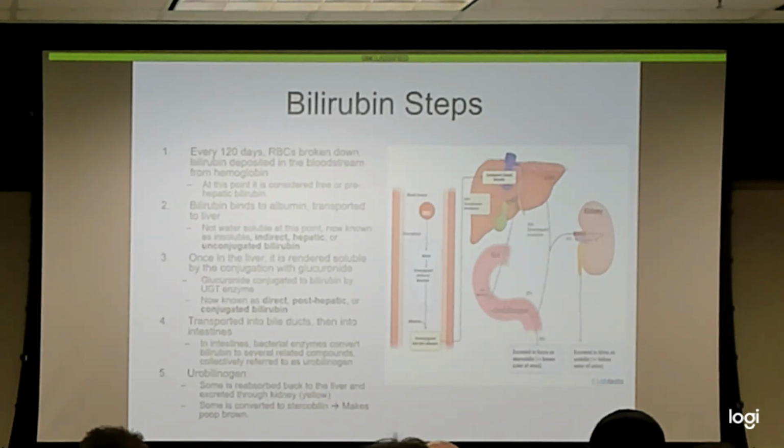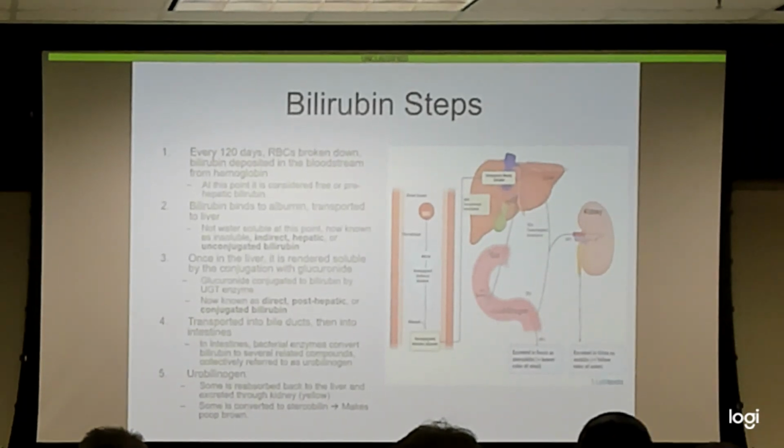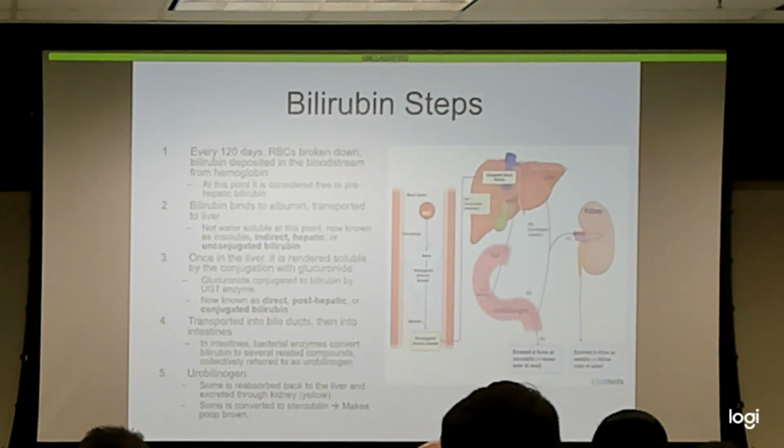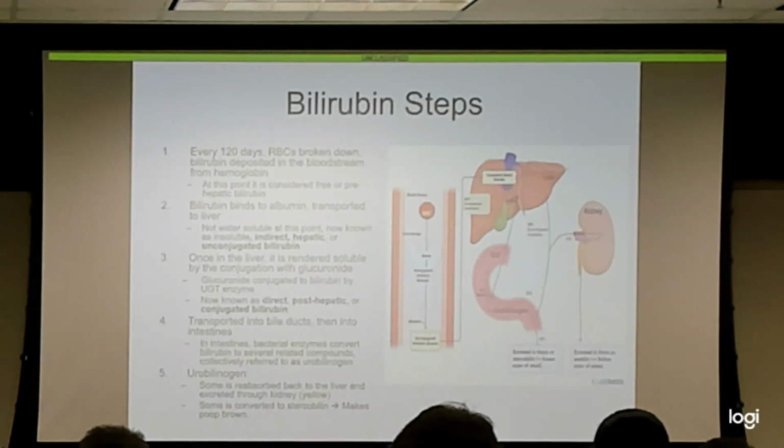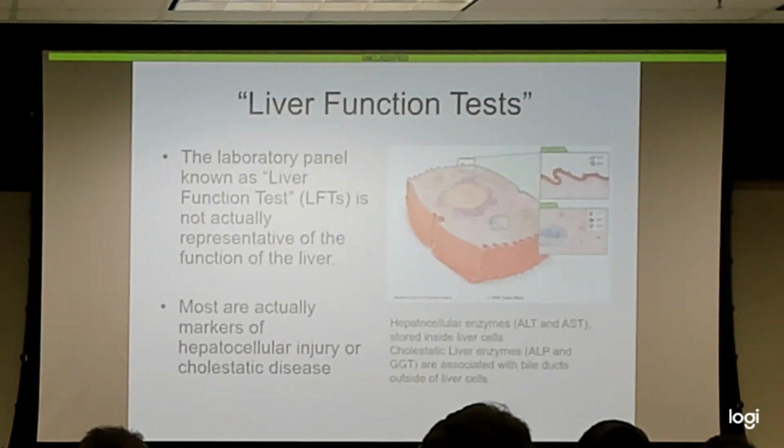It makes poop brown, right? And so the urobilinogen that goes into the kidneys, that's going to make urine what? Yellow, right? Gives the urine its color. And if I've got too much of that, it's going to make the urine dark yellow, right? So, something to kind of think about when we go through this a little bit more.